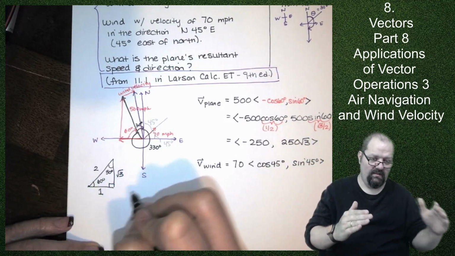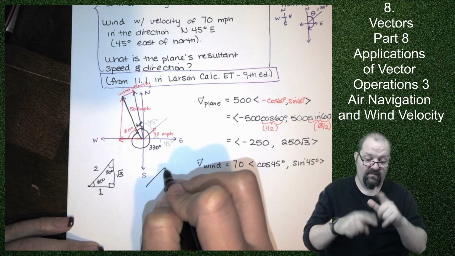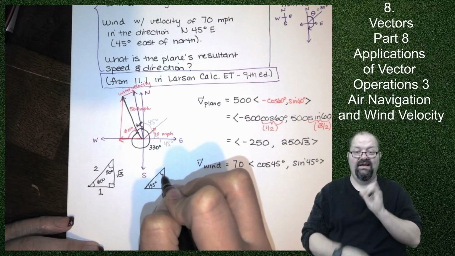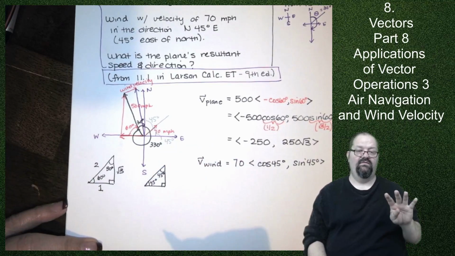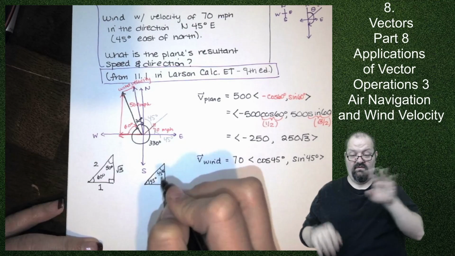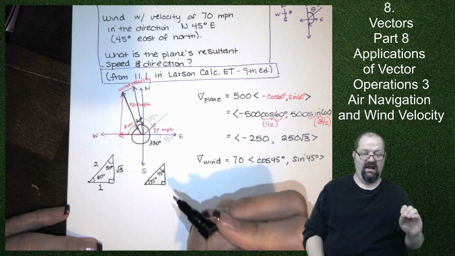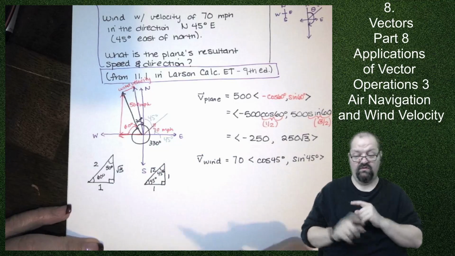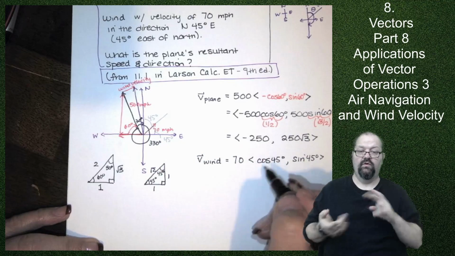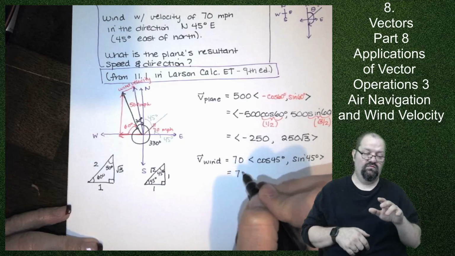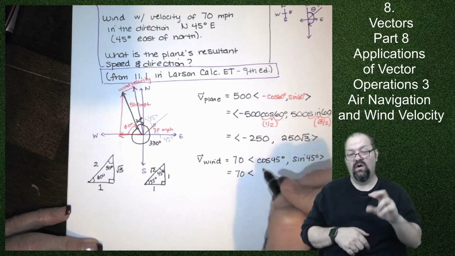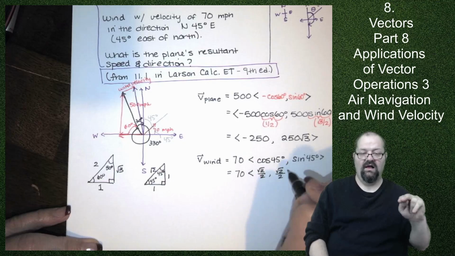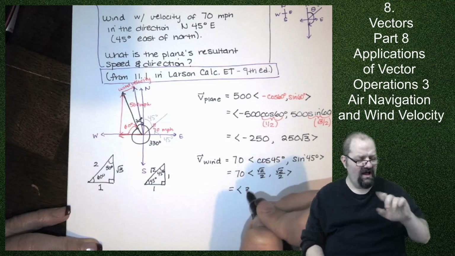And hopefully you remember from right triangle trig, this is 45 and that's 45. This is a 45, 45, 90 triangle. The side ratios are 1, 1, square root of 2. So this is 1 over square root of 2, or if you remember from trig, we rationalized, we called that square root of 2 over 2. Can distribute your 70 through.